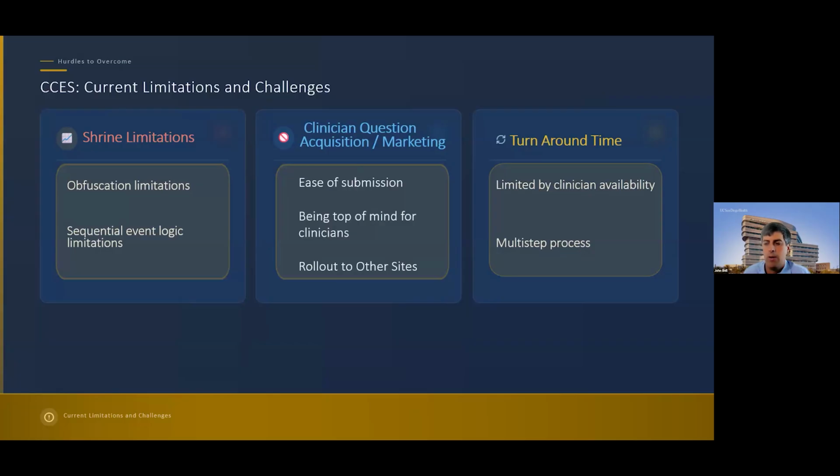And then also, is there any way to help with this multi-step process? Because this process also has lots of different steps to it. How do we make sure that that runs smoothly?